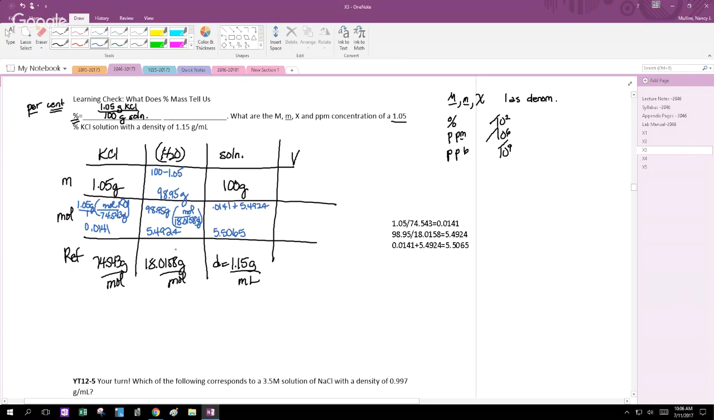Now what? Everybody understand how I'm setting these up? Remember, I have grams on top, so that means the grams have to be on the bottom to cancel. Basic dimensional analysis stuff.